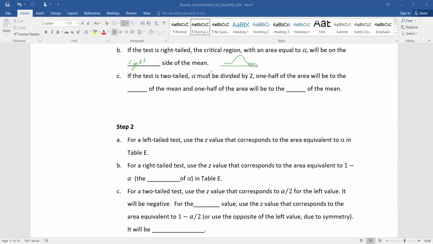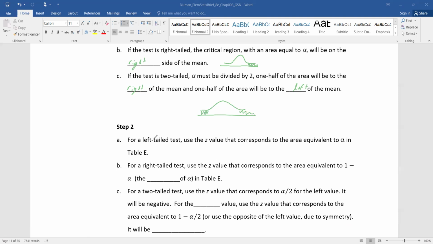If the test is two-tailed, alpha must be divided by 2, and 1/2 of the area will be on the right of the mean, and the 1/2 of the area will be on the left of the mean. So you'll have one on each side of it. Step 2, so again, as we draw our figure, you have a region here and a region here.